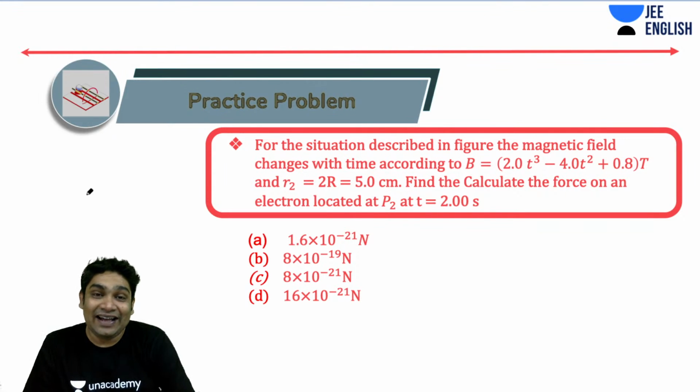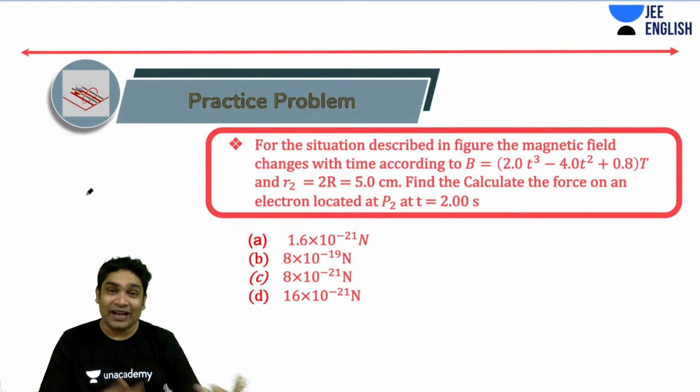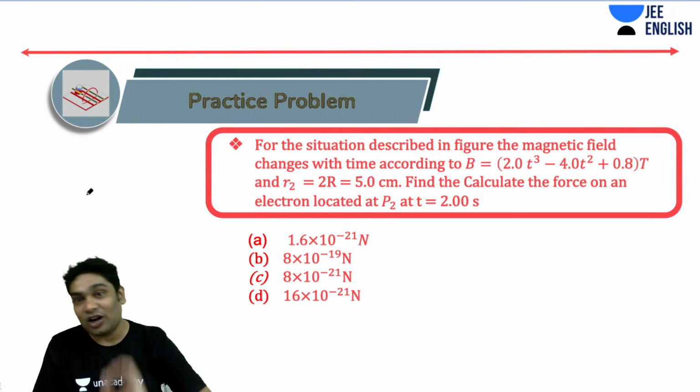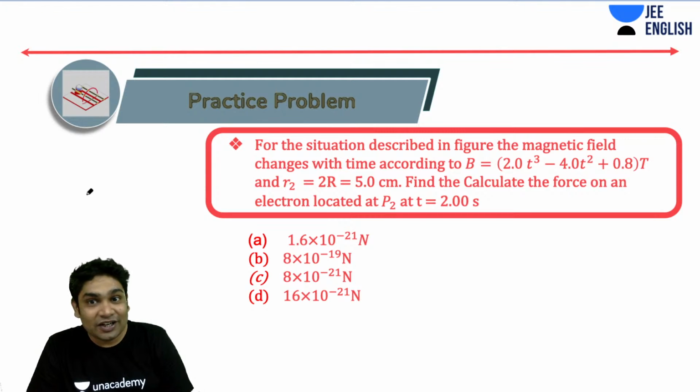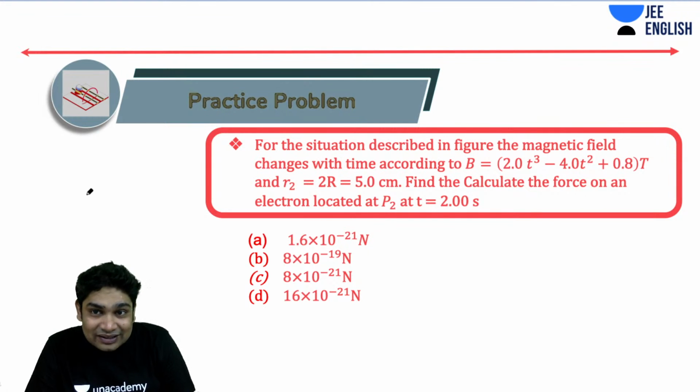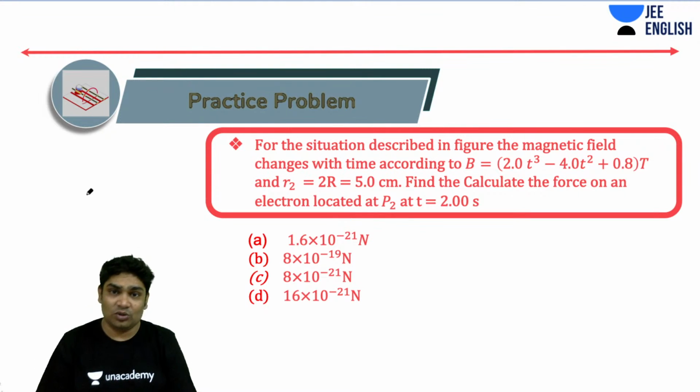However, let's try and solve another problem. Let's apply this in questions and figure out how we will calculate the induced EMF due to time varying magnetic fields. For the situation described in the figure, the magnetic field intensity changes with time as 2t cube minus 4t square plus 0.8 Tesla, and R2 equals 5 centimeters. Calculate the force on the electron located at P2.